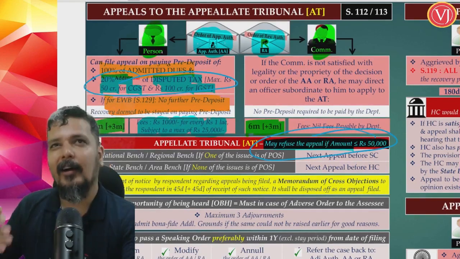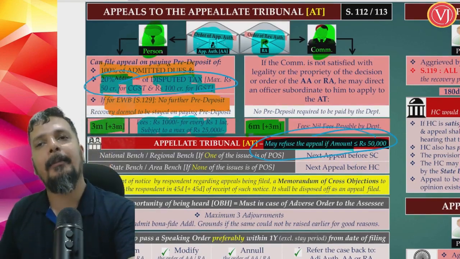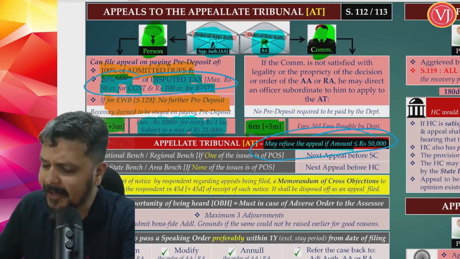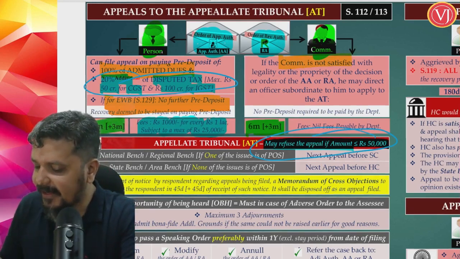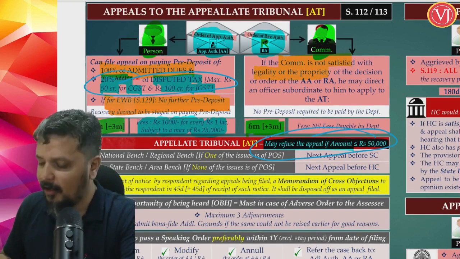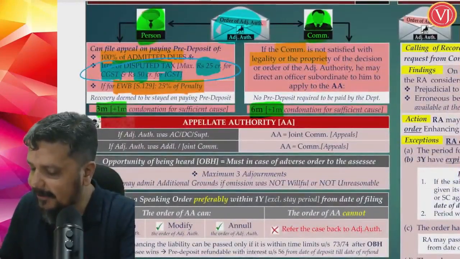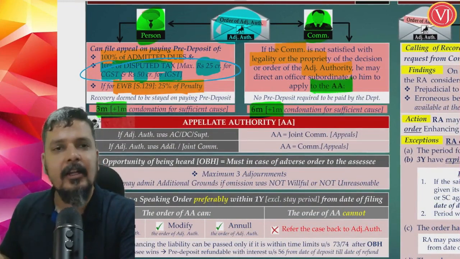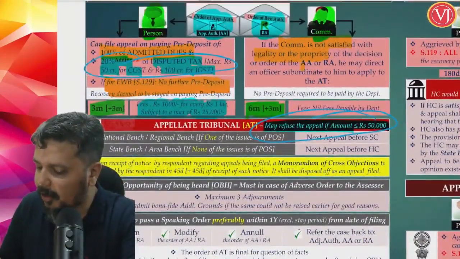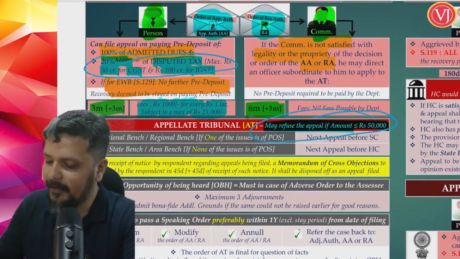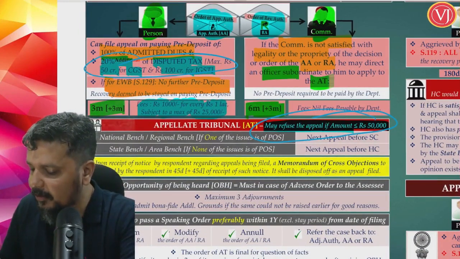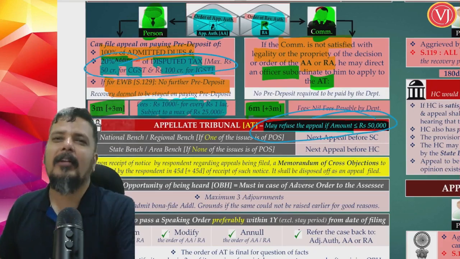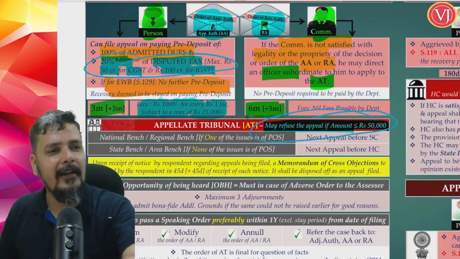Now, when you talk about an appeal at the first level and an appeal at the second level by the department, who will direct them? The Commissioner is not satisfied with the legality or the propriety of the decision of the adjudicating authority. Therefore, the Commissioner is asking to file an appeal to the first appeals. If the Commissioner is not satisfied with the legality or the propriety of the order of the appellate authority or the revision authority, the Commissioner will ask the subordinate officer to file the appeals at the second level. The Commissioner will decide whether to file first appeals or second appeals.